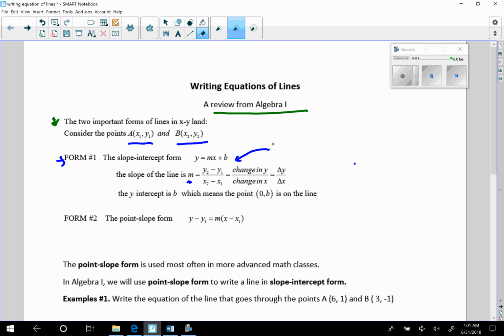So when I have this slope-intercept form, I'm talking about the slope and the y-intercept when it is in that form.